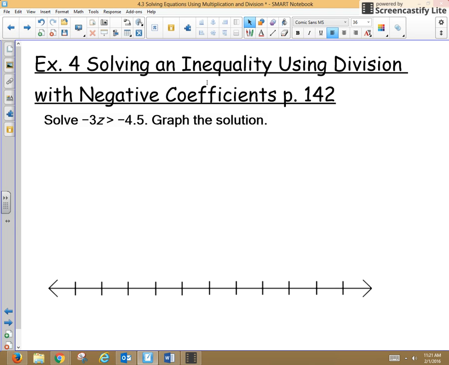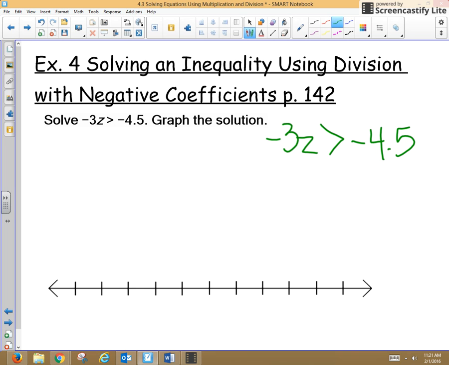Example 4 is solving an inequality using division with negative coefficients. So now we have negative 3z is greater than negative 4.5. To solve this, I divide both sides by negative 3. Notice when you divide or multiply by a negative, you must reverse the symbol. So instead of z is greater than, now z is less than. Negative 4.5 divided by negative 3 makes a positive number. And when you divide it out, you get z is less than 1.5.